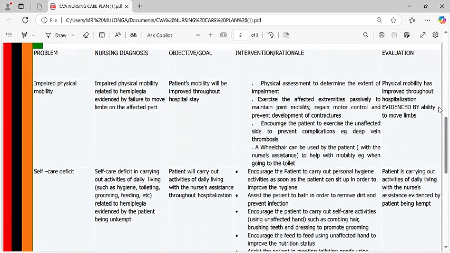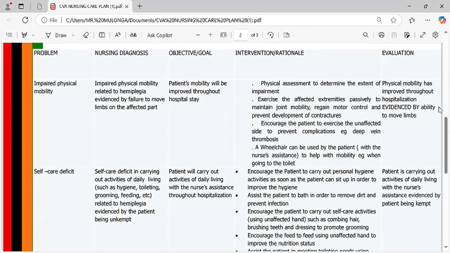Then from there, we move to our second problem. Our second problem is impaired physical mobility. So where is this impaired physical mobility coming about? As we know, in CVA or stroke, our patient will present with what we call paralysis. So this patient can be found to have paralysis of the limbs, maybe just the left leg, maybe the right leg. So they may have paralysis of one of their limbs or even all of their limbs.